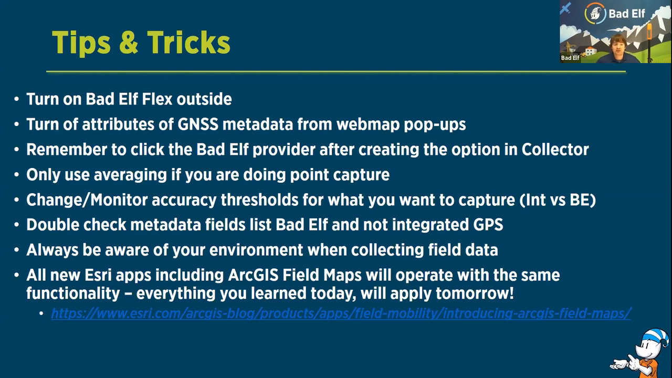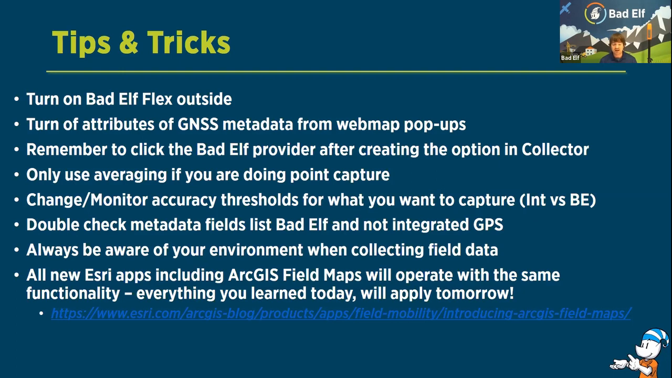Always recommend turning off attributes of GNSS metadata from web map pop-ups. This will eliminate users being confused and seeing too much and having too much power to edit. Always remember to click the Bad Elf provider after creating it. It's a little wonky. After creating a location provider, it's actually selected wrong. You actually need to click it and have a check mark next to it. Always use averaging for only points. Don't use it for any other types of capture.